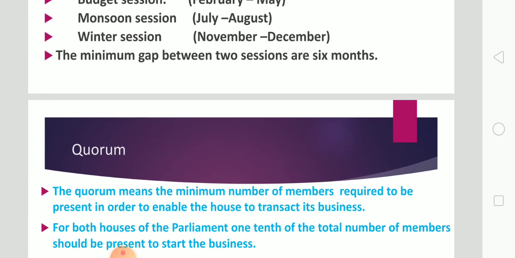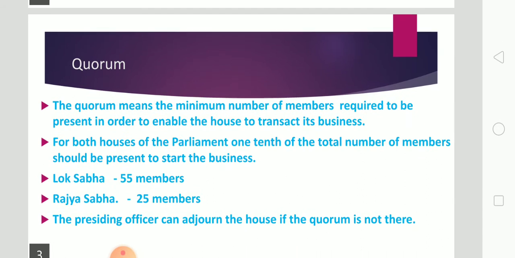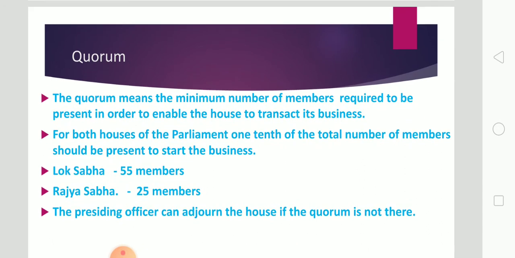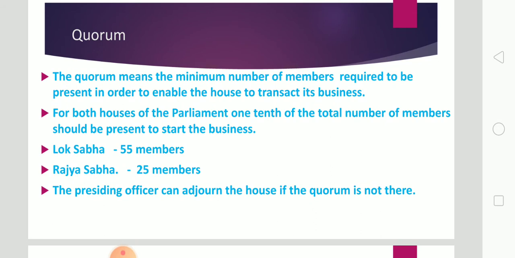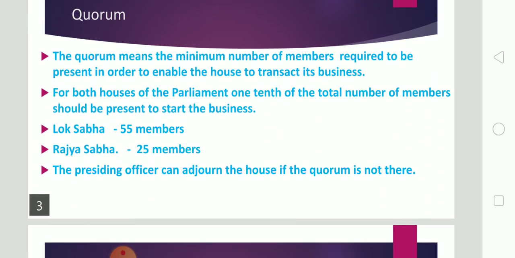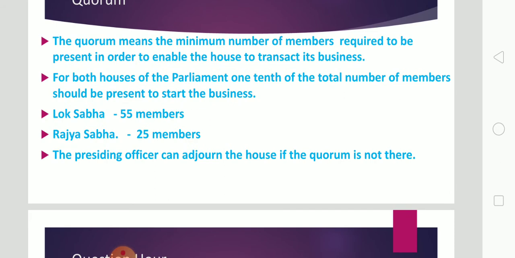The second term is quorum. The quorum means the minimum number of members required to be present in order to enable the House to transact its business. For conducting the meeting of the Parliament, either Lok Sabha or Rajya Sabha, a specified minimum number of members should be present. If that required number of members are not there, the meetings cannot be considered as a valid meeting.